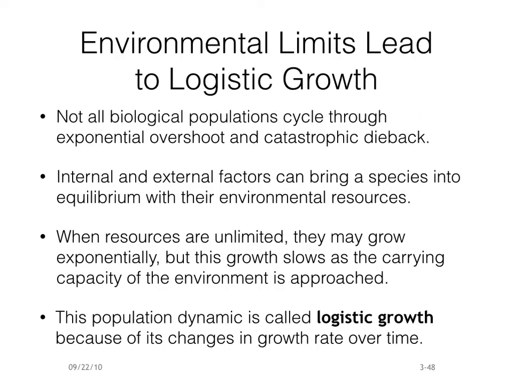So not all biological populations cycle through exponential overshoot and this catastrophic dieback that we saw with our friendly moose. Many species are regulated by both internal and external factors and come into equilibrium with their environmental resources while maintaining relatively stable population sizes. When resources are unlimited, they may even grow exponentially, but this growth slows as the carrying capacity of the environment is approached. This population dynamic is called logistic growth because of its changes in growth rate over time.